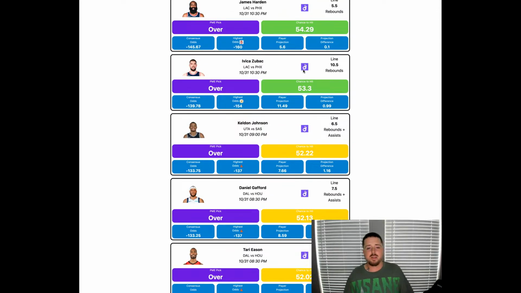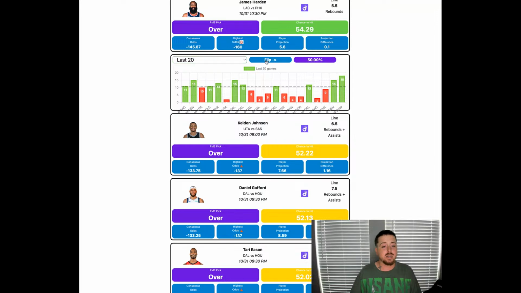Zubac over 10.5 rebounds on Dabble. 53.3% chance to hit on the over. Minus 139.7 on the over. Gets as high as minus 154 on Caesars. Projection of 11.49. We look at his last 10. He's hit this in 40%. Over his last 20, he's hit it 50% of the time.